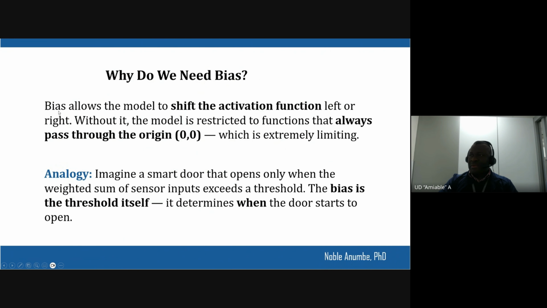So bias, which is your intercept, right? Your intercept, that's c, which in machine learning I said is called bias. Your intercept allows the model to shift the activation function left or right. Without it, the model is restricted to functions that always pass through (0, 0), which is extremely limiting.